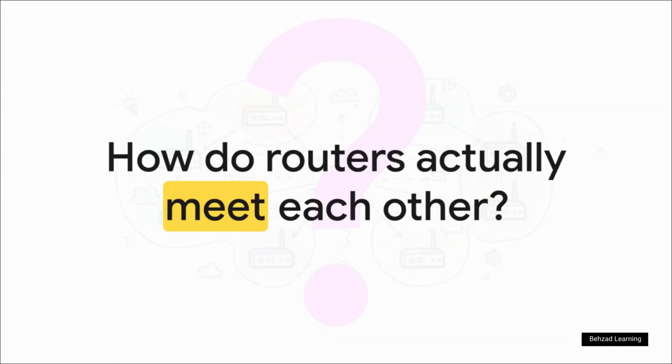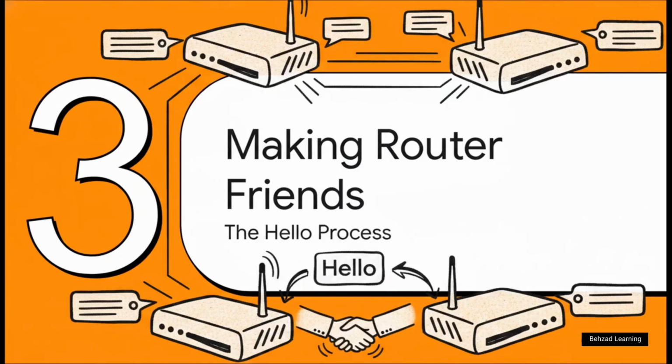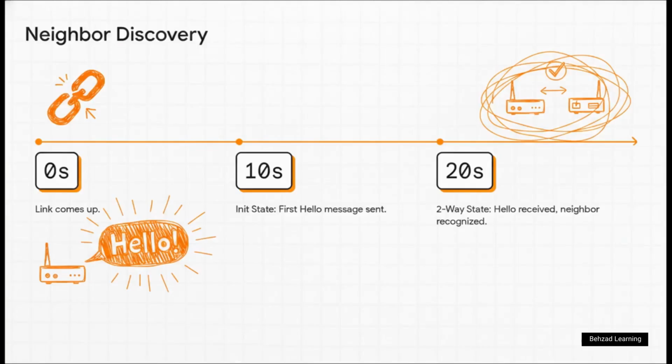But wait, how do these routers actually meet each other? I mean, sure, they are physically plugged in with cables, but how do they formally introduce themselves on the wire before they start swapping all that crazy database gossip? Section 3. Making router friends. To formally introduce themselves, every single OSPF router first needs a name tag, which in this world we call a router ID, or RID.